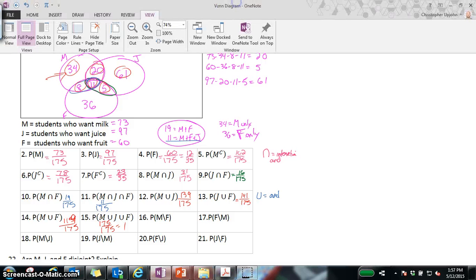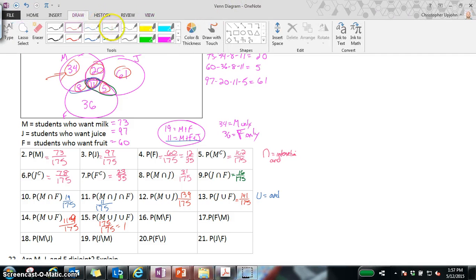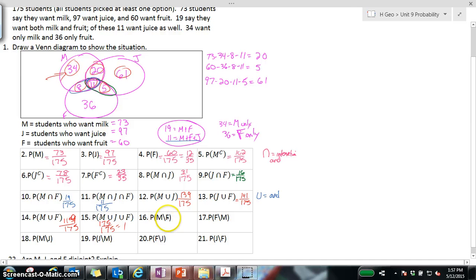Now our conditional probability, where it gets iffy. The probability of M given F. So now we're looking at the F circle. And remember that the probability of A given B is the probability of A and B over the probability of B. And really, I guess we're looking at numbers. So what is it out of? It's out of F. Well, F we already know is 73. And the ones that are M as well are the 19.